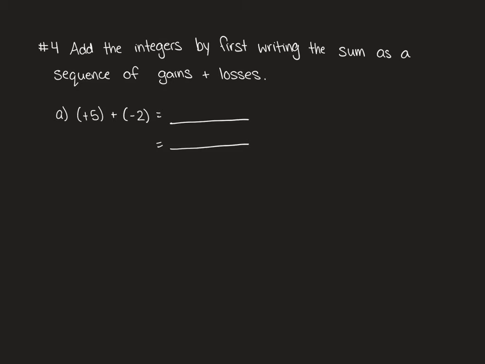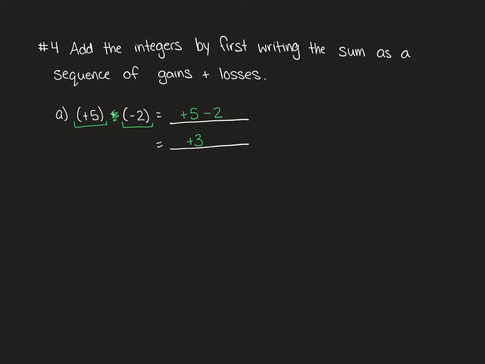Question 4 asks us to add the integers by first writing them as a sequence of gains and losses. So first, our +5 is going to stay as +5, and then our -2 will stay as -2. We're basically just eliminating the brackets and the plus sign in the middle. Now, if you gain 5 and lost 2, I'm sure that you could tell me that that means overall you have a gain of 3.